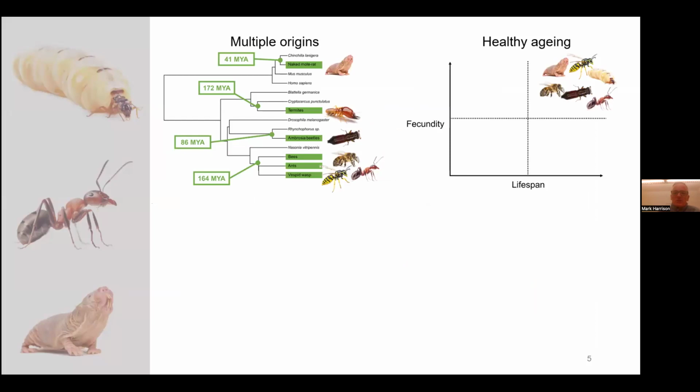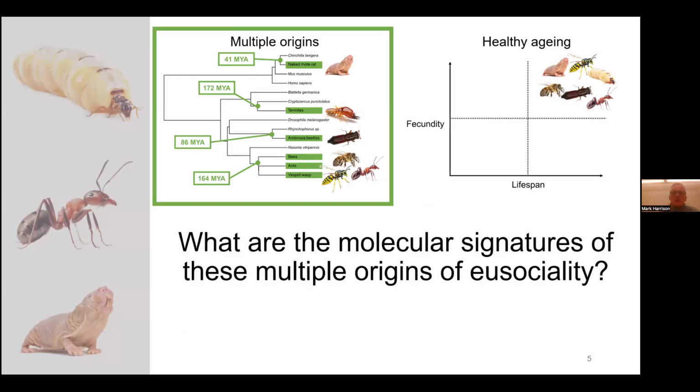With my work, I'm interested in these two aspects: how eusociality has evolved several times, and why always along with longevity, and what signatures of that we can find within the genome. So let's talk about some of the results, not only mine but also from other groups, on the molecular signatures involved in these origins of eusociality, and see if we can find any similarities across them.